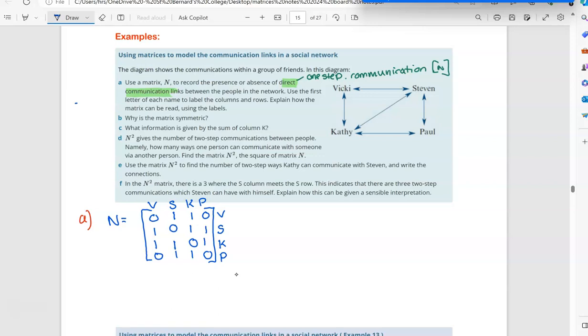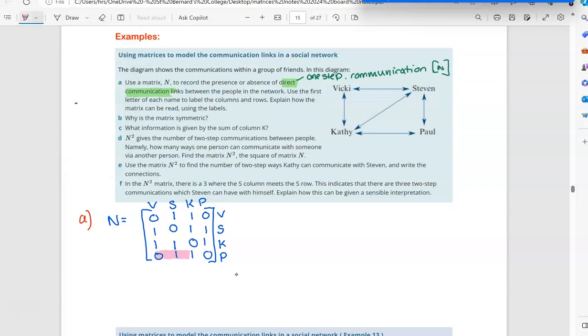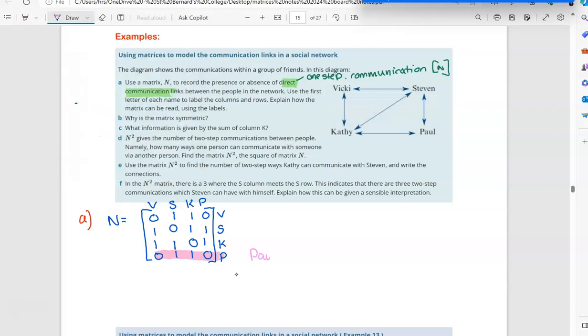We've recorded it and explained how the matrix can be read. So you can just look for an example. If you go across here, we'll write out that Paul can speak directly to Stephen and Kathy. There, we've explained our matrix.